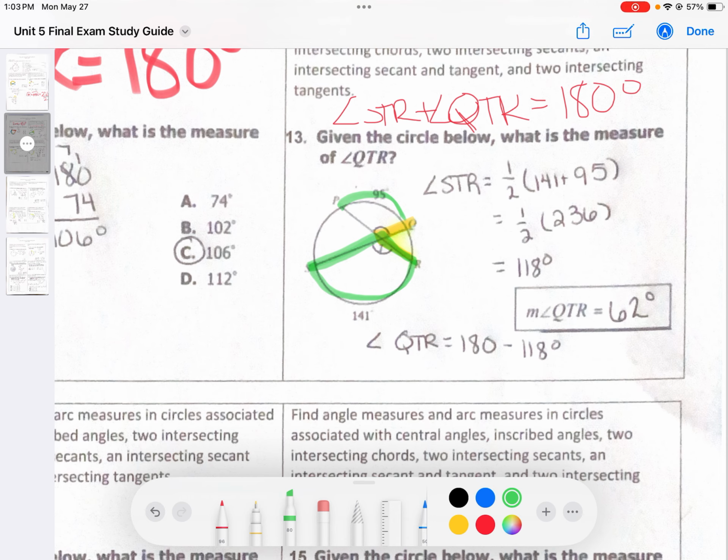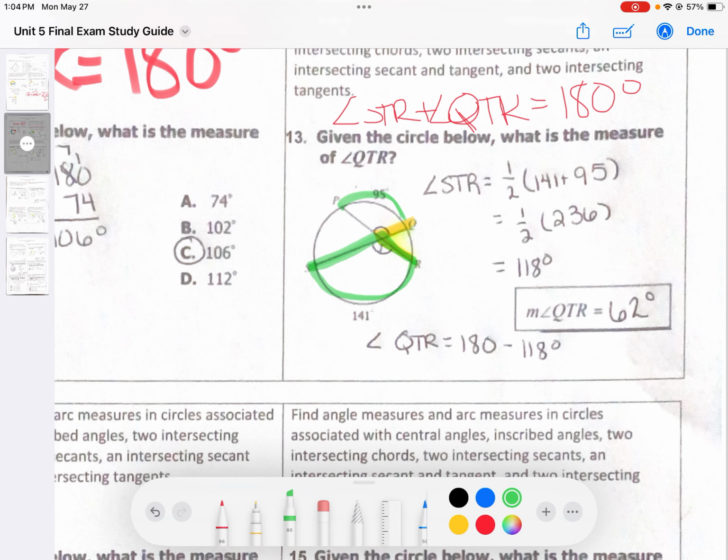I have two chords meeting inside of a circle, not outside of a circle. I don't have two tangent lines or two secants meeting outside of a circle. I have two chords meeting inside. It's an interior intersection. If you're going through your notes, this is the interior intersection.